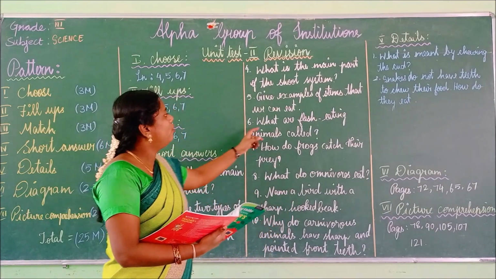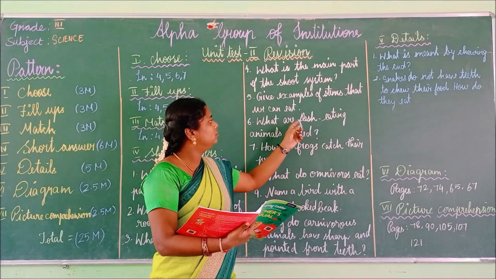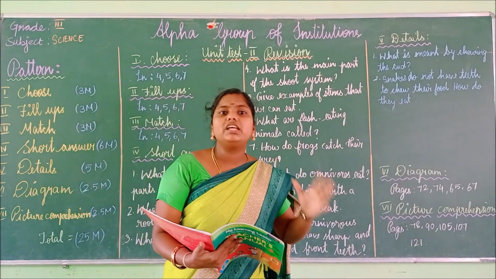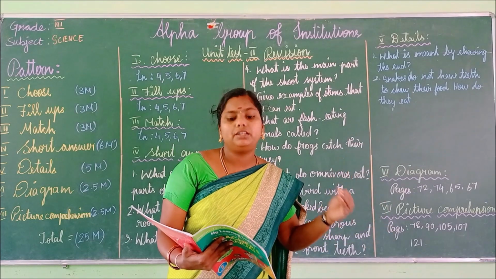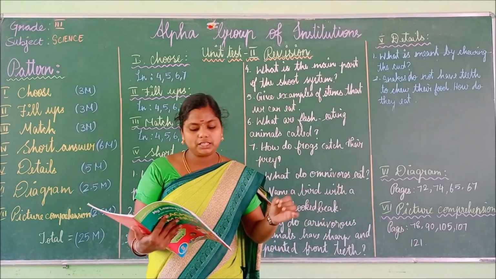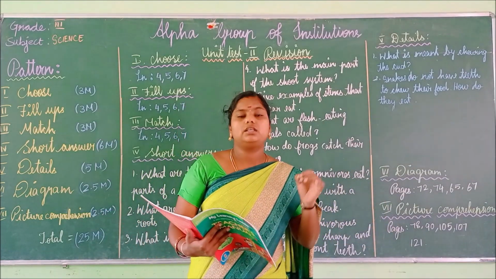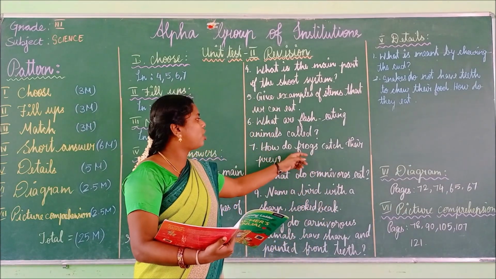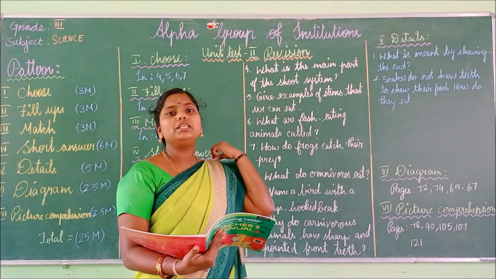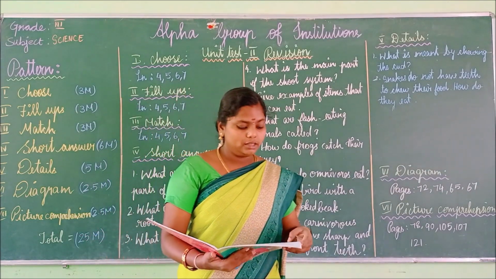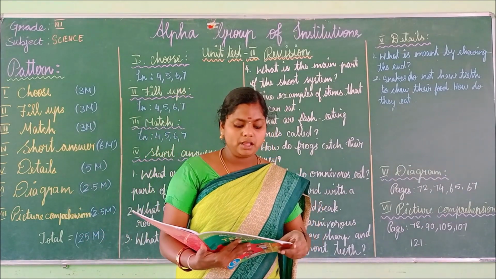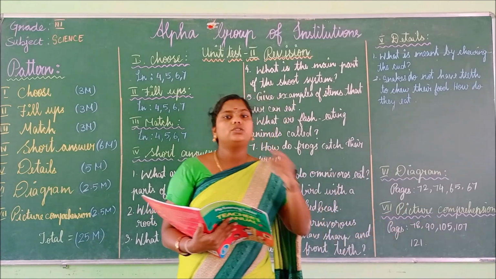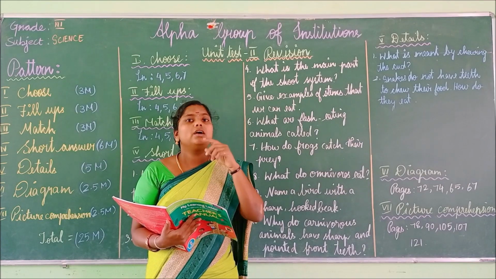So the next one, what are flesh-eating animals called? We all know that a flesh-eating animal is called carnivorous. So flesh-eating animals are called carnivores. How do frogs catch their prey, children? Frogs catch their prey by rolling out their long sticky tongue quickly. They have a long sticky tongue.